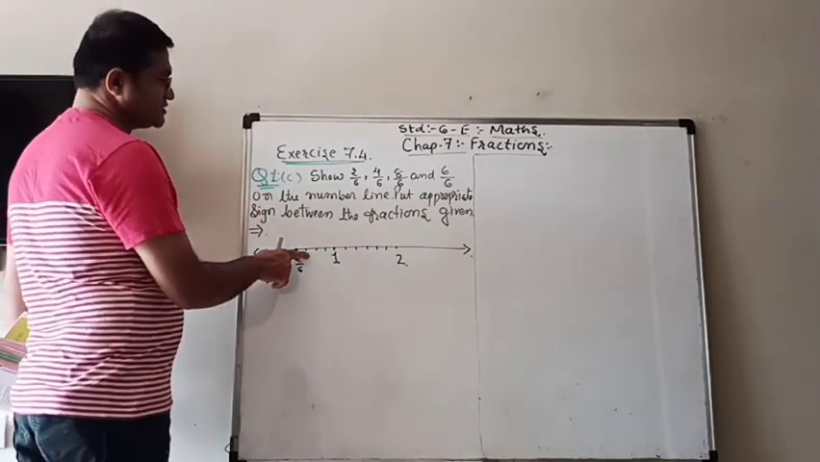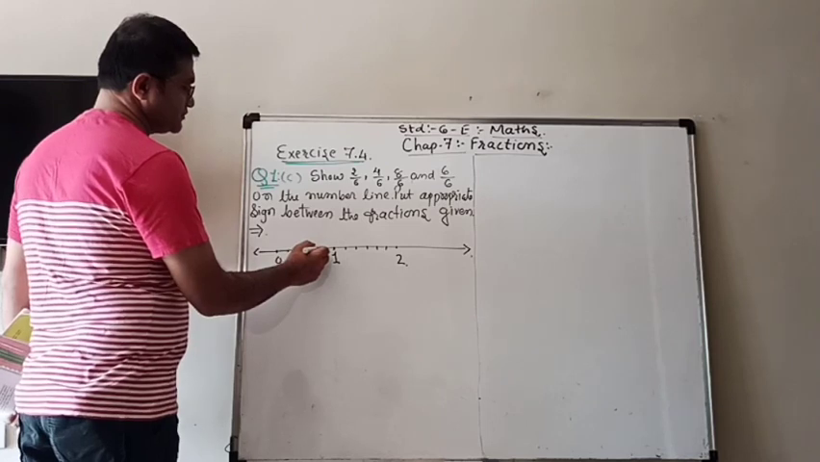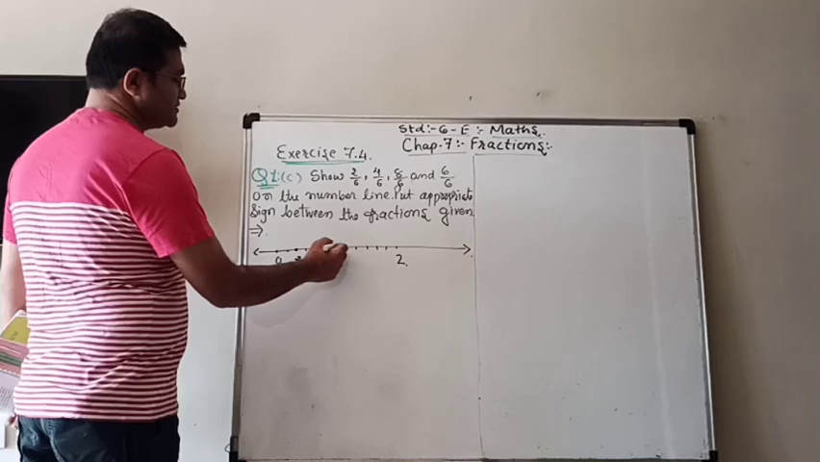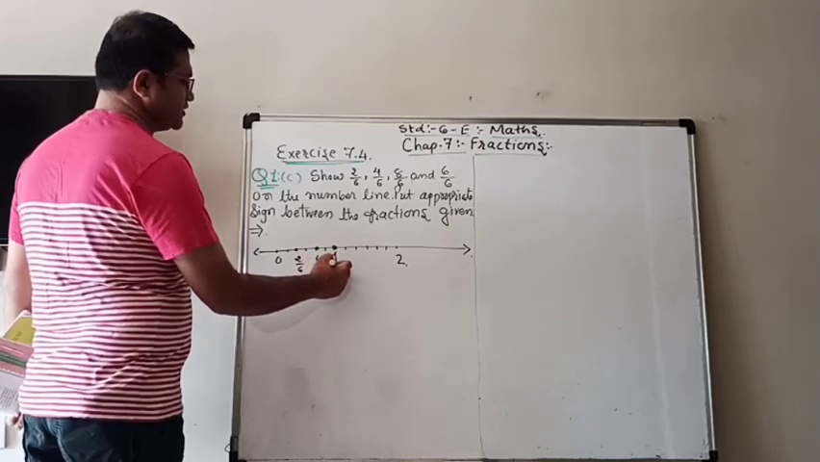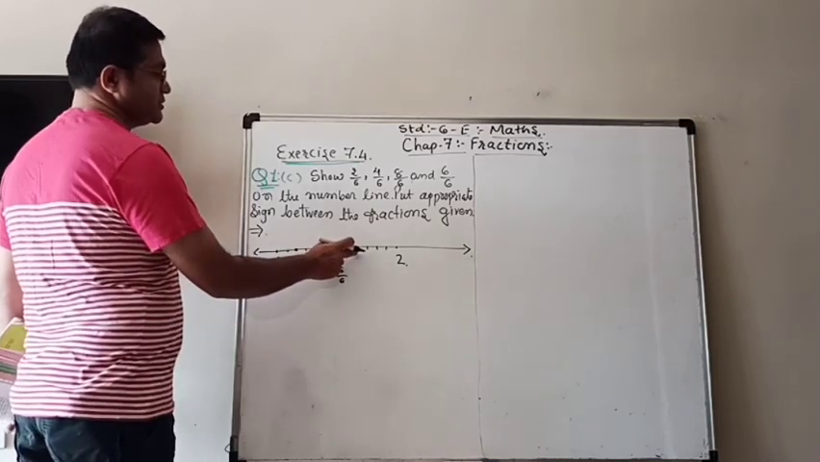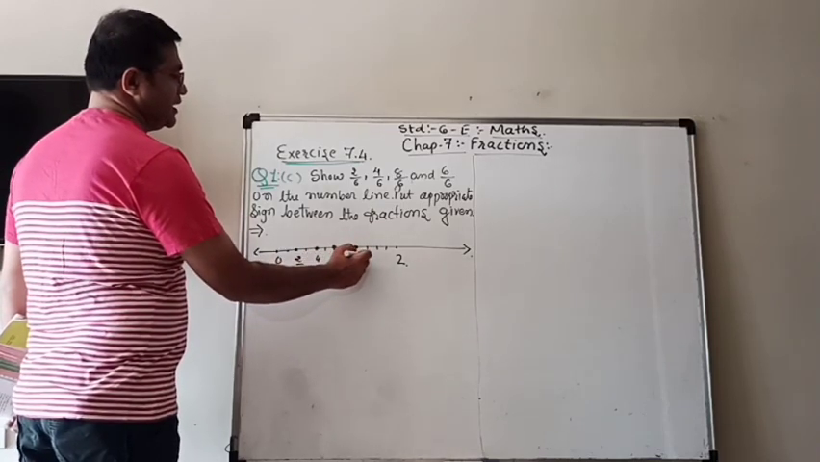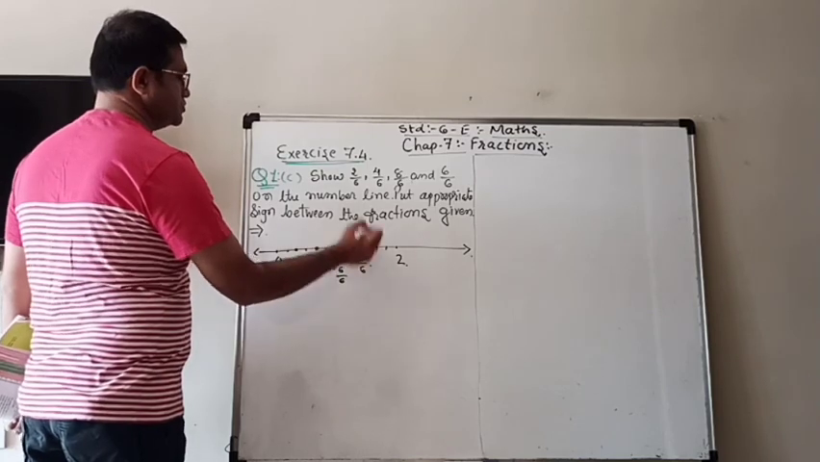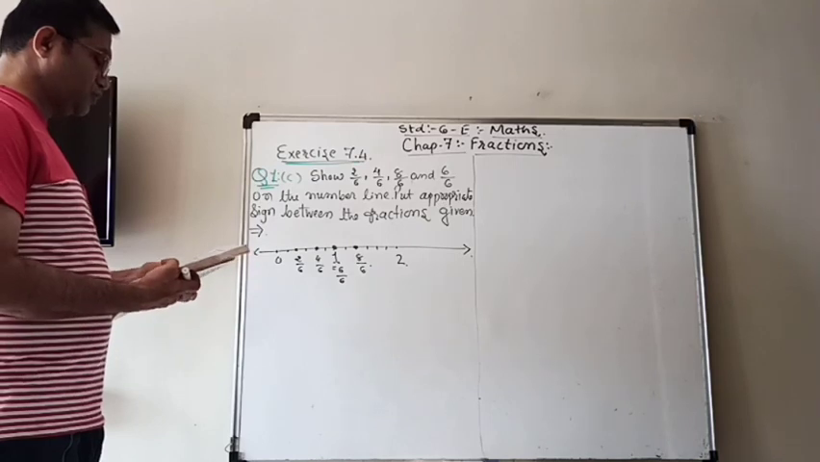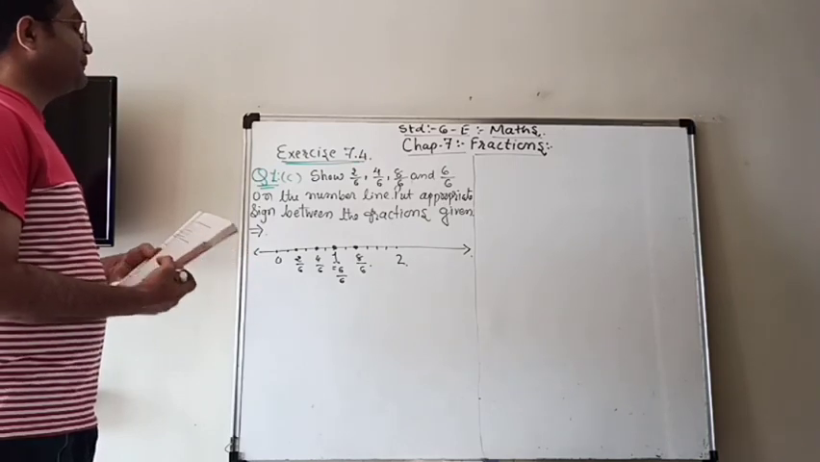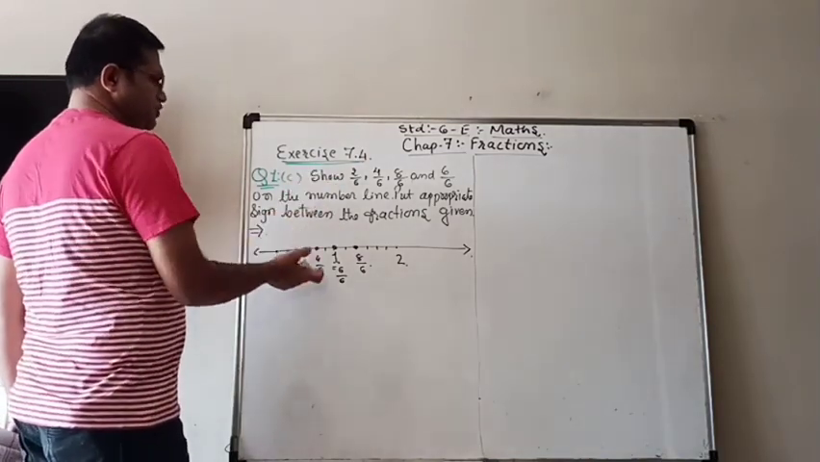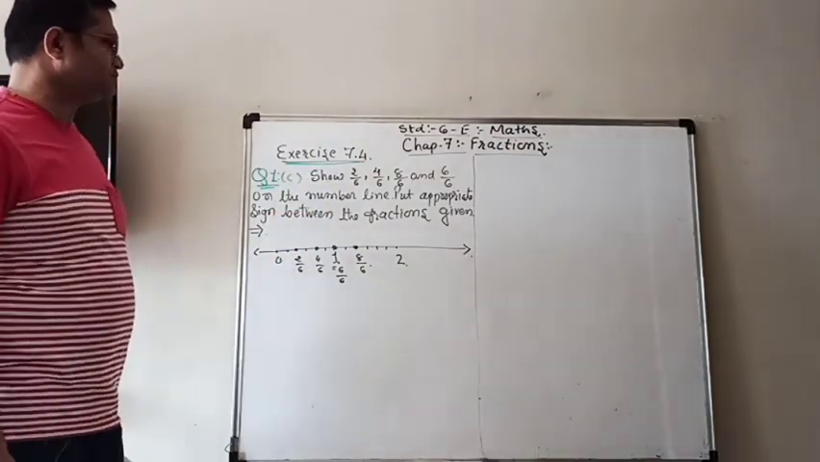Then that is 3 by 6. That is 4 by 6. That is 5 by 6 and 1 is the 6 by 6. We know that. 1 is 6 by 6, then 7 by 6. Then that is our 8 by 6. Now, using that, we have to put the appropriate sign. So now, it is easier to locate them on the number line.